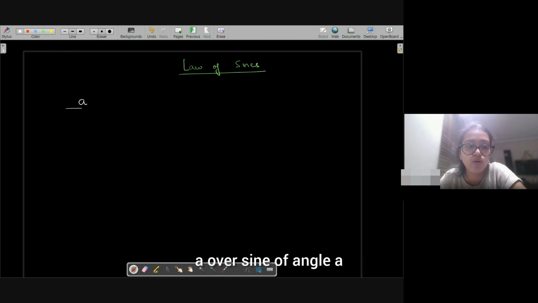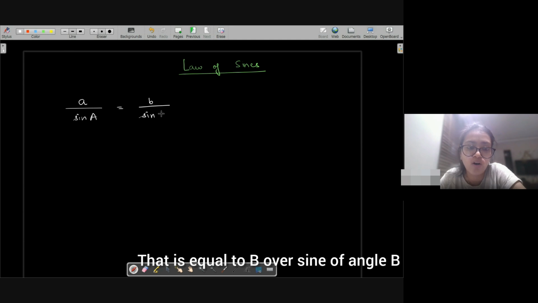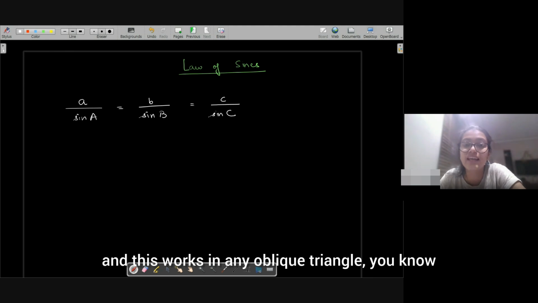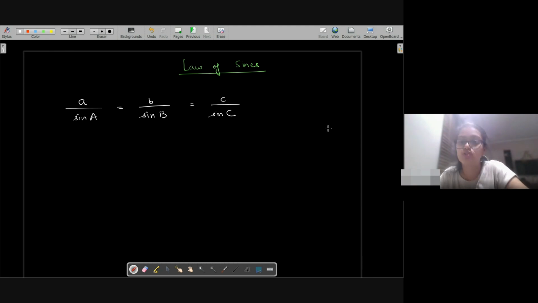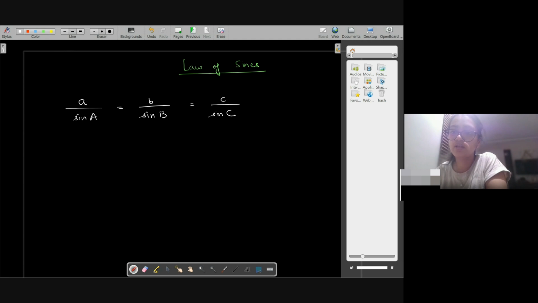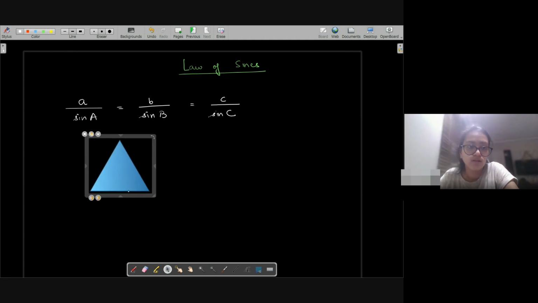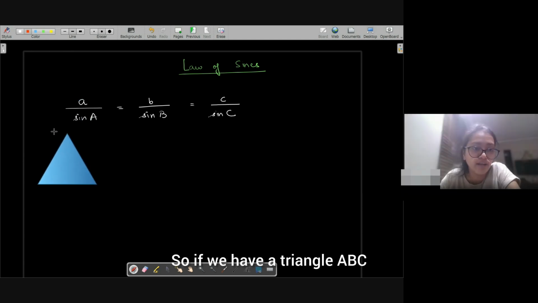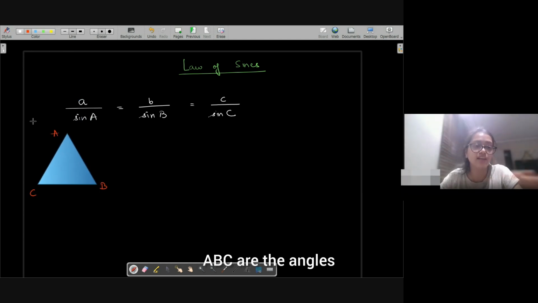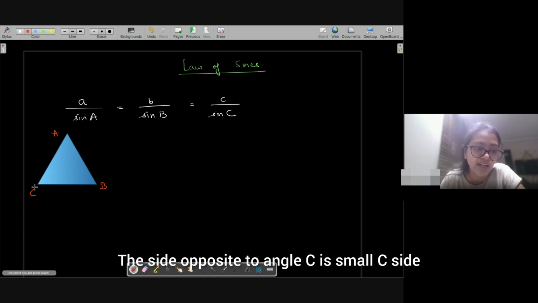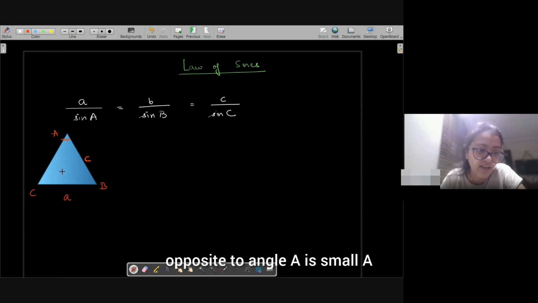It is given by a over sine of angle A, that is equal to b over sine of angle B, that is equal to c over sine of angle C. And this works in any oblique triangle. Remember the notations. So if you have a triangle ABC, A, B, C are the angles. Always remember that the side opposite to angle C is small c, the side opposite to angle A is small a, the side opposite to angle B is small b.